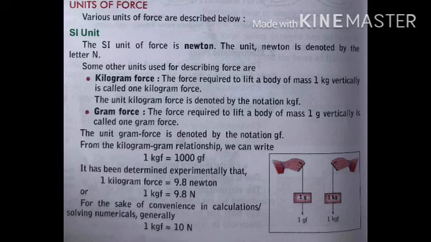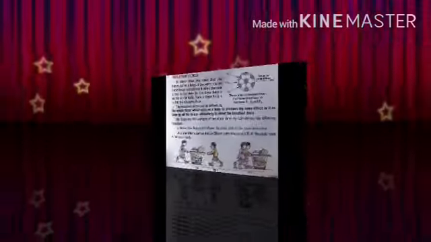From the kilogram relationship, we can write 1 kgf is equal to 1000 gf. It has been determined experimentally that 1 kilogram force is equal to 9.8 Newton. For the sake of convenience in numerical calculations, generally 1 kgf is taken as approximately 10 Newton.